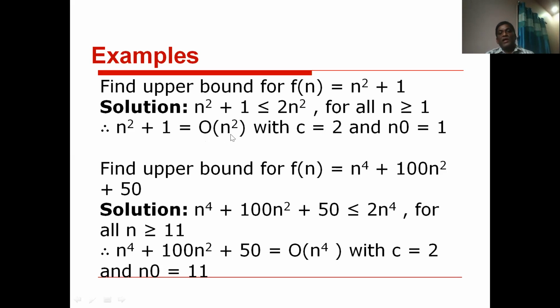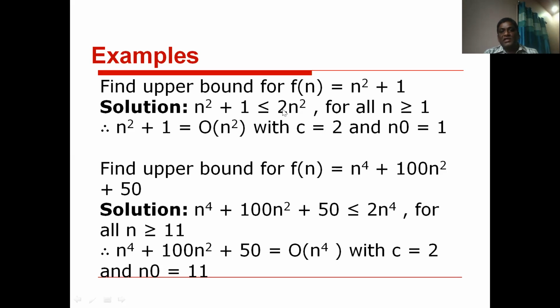Now you may get a doubt over here. Instead of considering n square, can I consider n cube? Yes. If it is less than or equal to 2n square, this is definitely going to be less than or equal to 2n cube also. Definitely going to be less than or equal to 2n power 4 also, and so on. So you can consider any value. All of them beyond this n square are going to be upper bounds for this n square plus 1 only.